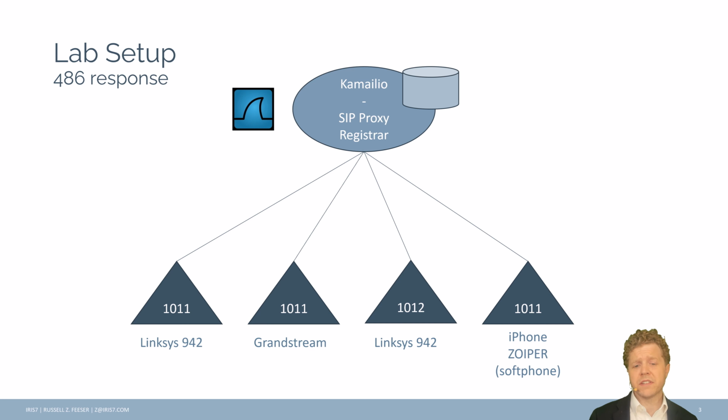Well, we have a problem, right? First problem is 1012 owes an ACK to the Grandstream. Second problem is Linksys 942 on the far left. It's still ringing. So it's kind of bizarre, but think about this. Alice sends an INVITE to Bob. And now Alice wants to stop the phone ringing.